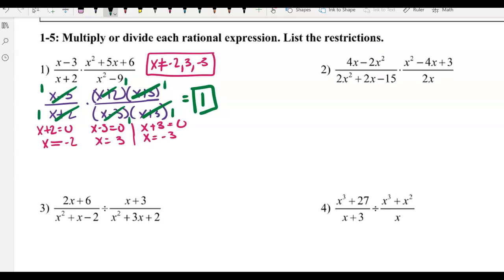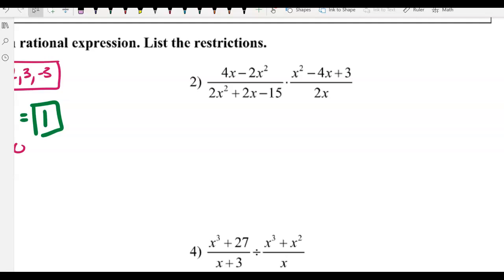All right. Let's do number 2. (4x minus 2x squared) divided by (2x squared plus 2x minus 15), times (x squared minus 4x plus 3) all over 2x. Step number 1, what should we do? If it's not dividing, then what do we do? Factor it all out. Okay.